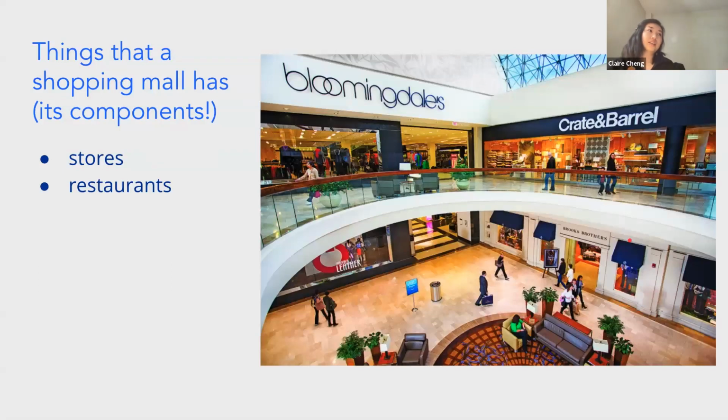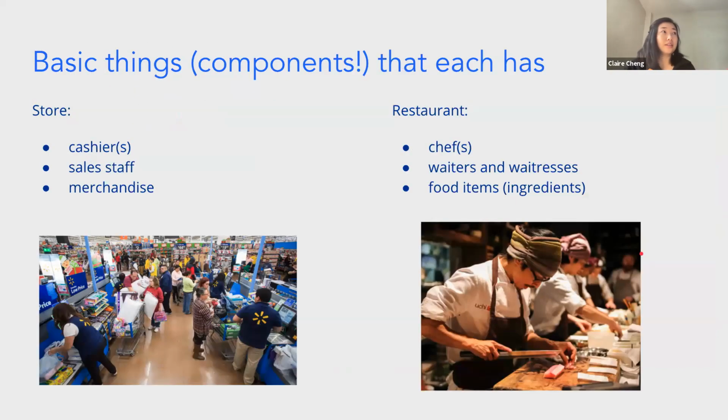So the biggest components of a shopping mall I can think of are probably stores and restaurants. If you go in, you probably expect to see stores, and you probably expect to see a lot of restaurants. So we're just going to break it down into stores and restaurants for now. And then the basic components that each store and restaurant has.